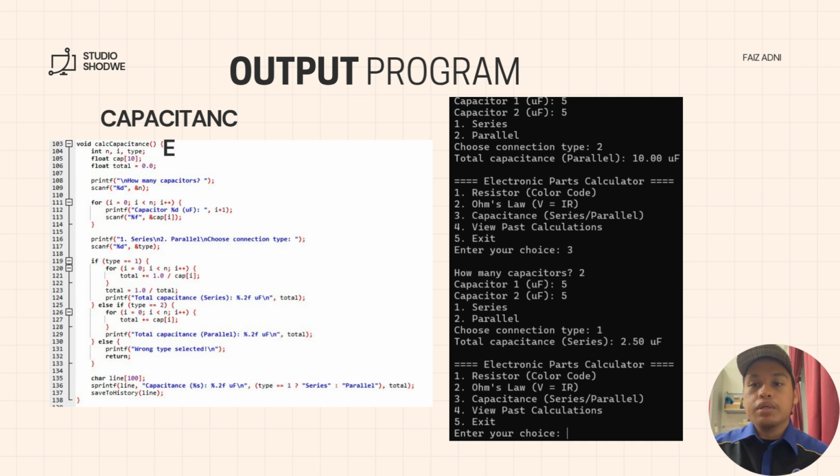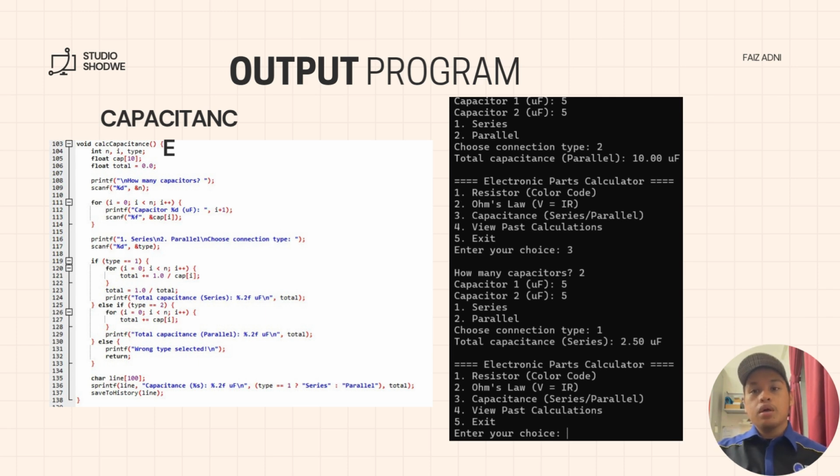Next, lines 111 to 115 are a loop to input the value for each capacitor from the user. It also stores each value in the cap array.